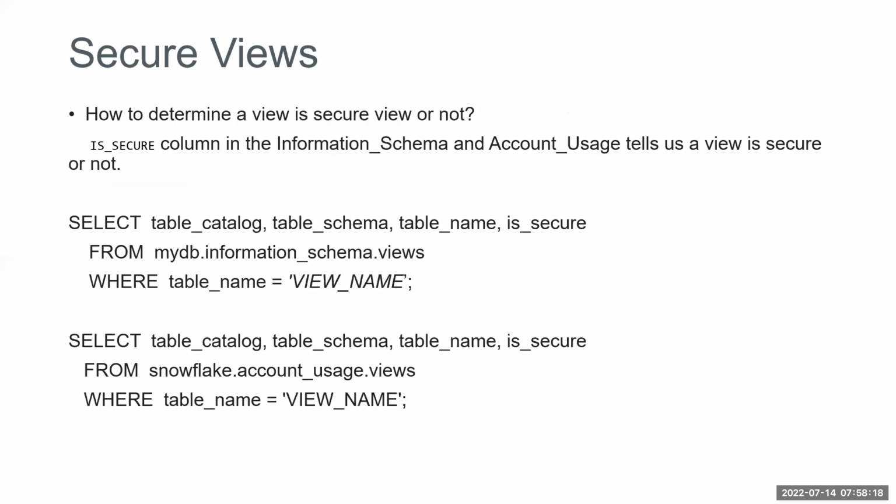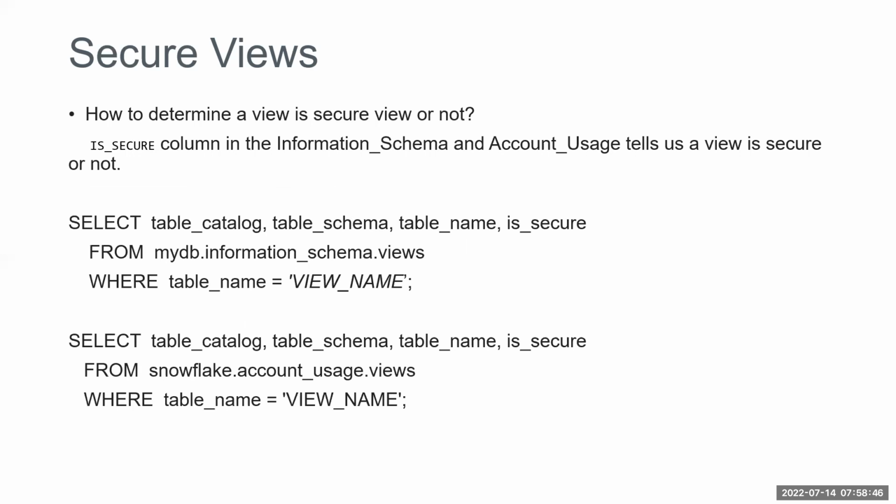And how to determine whether a view is secure or not? There is a field called is_secure in the information schema. Whenever we create a database, by default the information schema will come, right? This information schema stores all the data about the tables and views we create. There is one more schema, account usage, but account usage can be accessed only by the account admin.